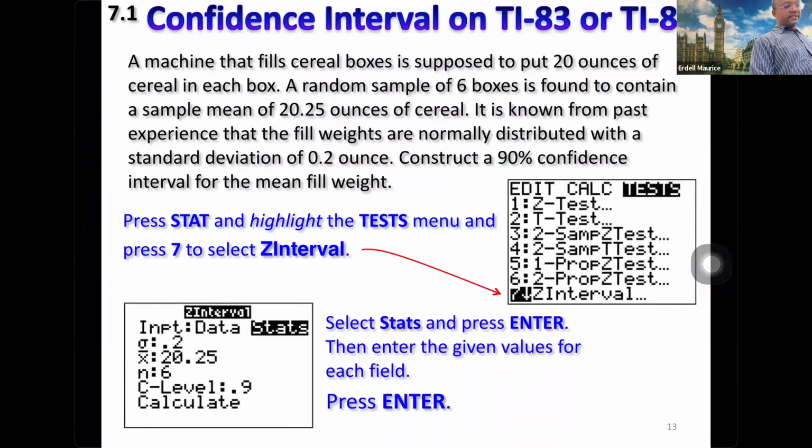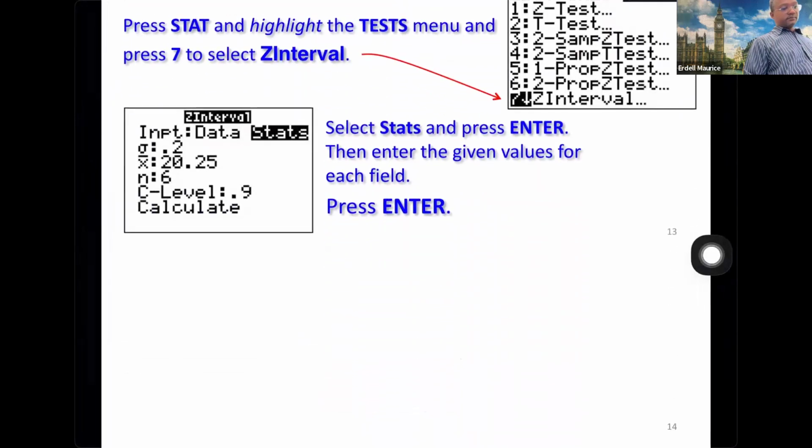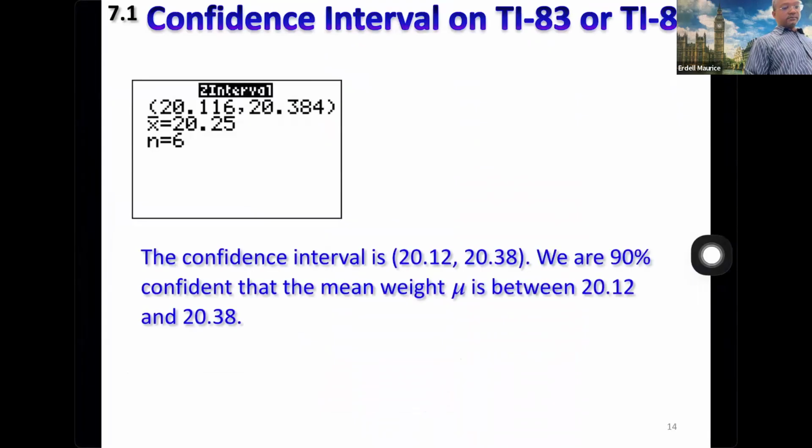So again, you just need these 4 numbers. Between 20.12 and 20.38, that's the average amount the machine is going to give. The average amount the machine is going to give is between those 2 values.